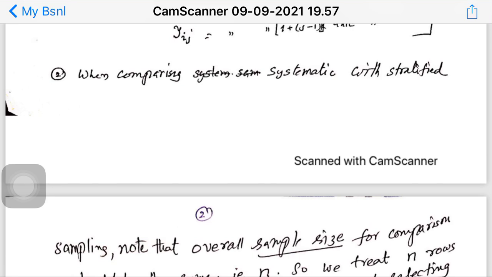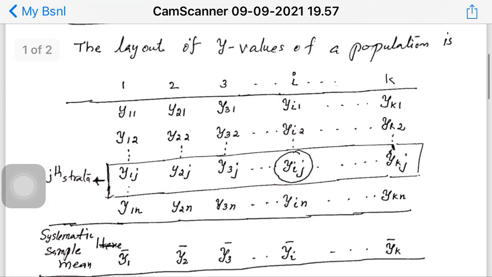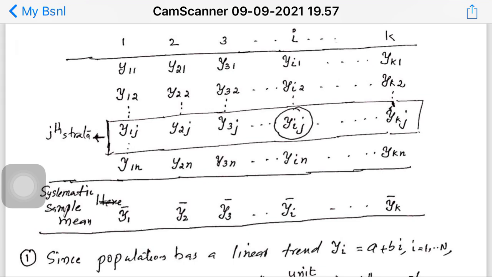You remember we have to compare stratified random sampling with simple random sampling as well as systematic sampling, but you should emphasize that the overall sample size should be the same, because in simple random sampling we have used small n units, and in systematic sampling also we have used small n units. So in stratified random sampling also you should have small n units. So you may go for this layout for identifying your strata.